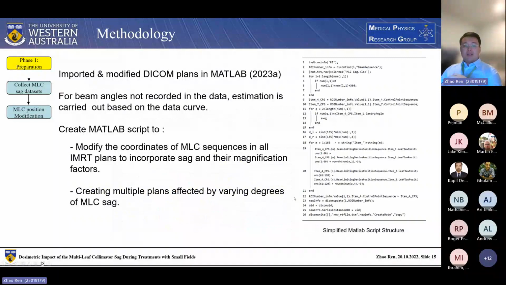The second part is the MLC position modification. We will import and modify the DICOM plans in MATLAB. For beam angles not recorded in the data, estimation is carried out based on the data curve. Here, we create a MATLAB script to modify the coordinates of the MLC sequence in all IMRT plans to incorporate the sag and their magnification factors. Also in this MATLAB script, we will create multiple plans affected by varying degrees of MLC sag.